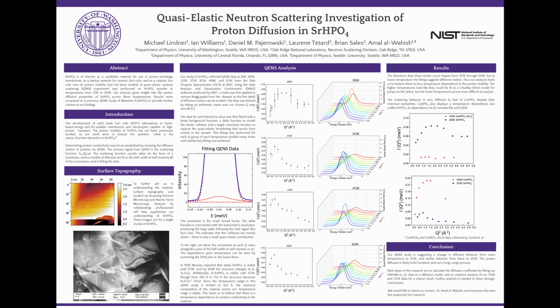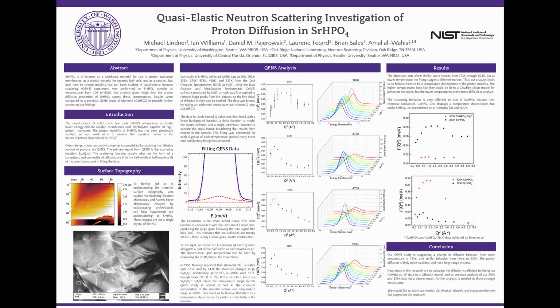The primary signal from QENS, called intensity, is measured in arbitrary units and is known as a scattering function. The scattering function usually takes on the form of a Lorentzian, and so various physical models of the diffusion are fit to the half-width at half maximum of the Lorentzian.